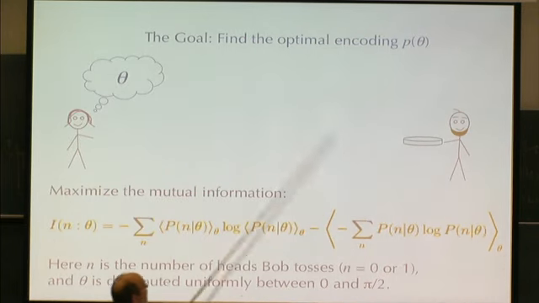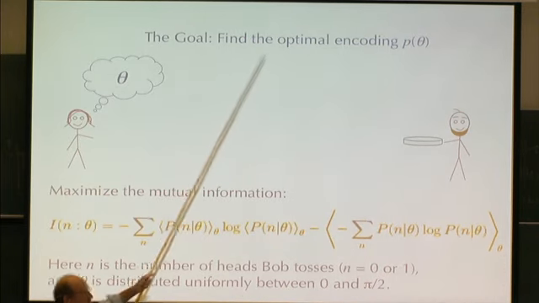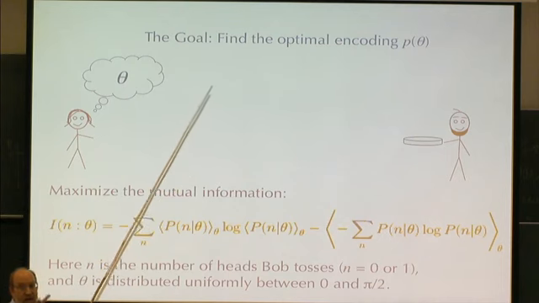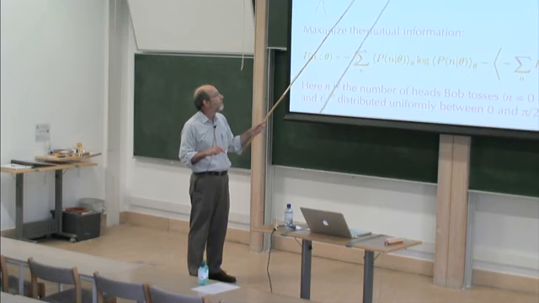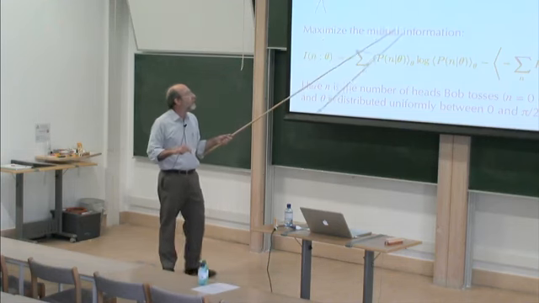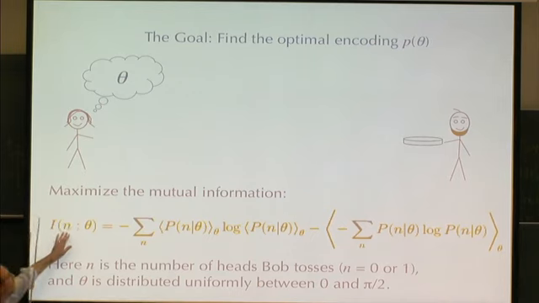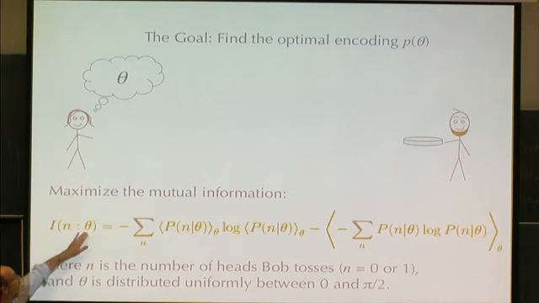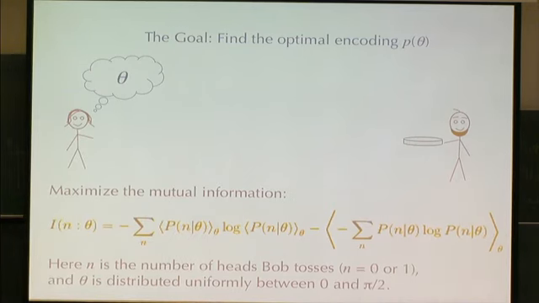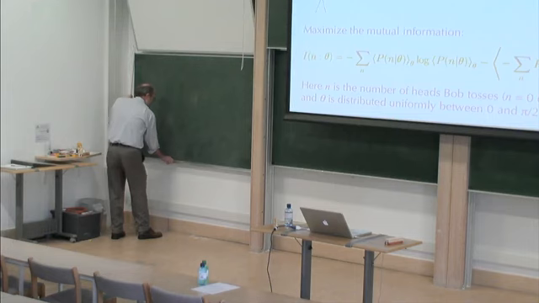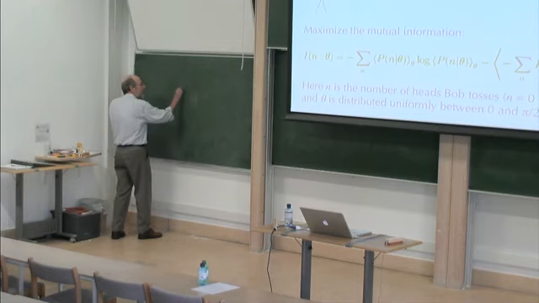Okay, so the goal is to find the optimal encoding, the probability of heads as a function of the number theta. And our figure of merit is the mutual information. We're going to take that as the mutual information between the number of heads that Bob sees and Alice's number theta. Okay, so we can think of that. Here's mutual information. You can write it different ways.